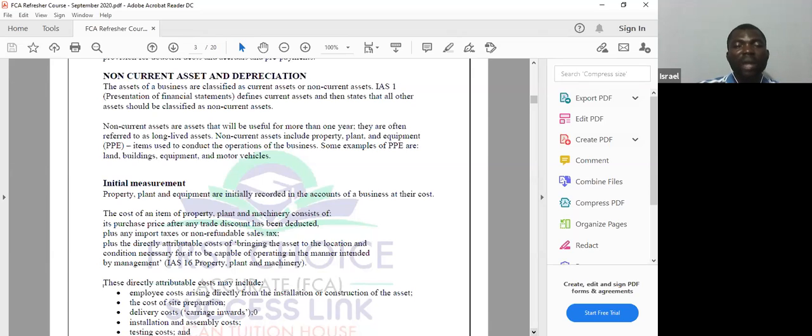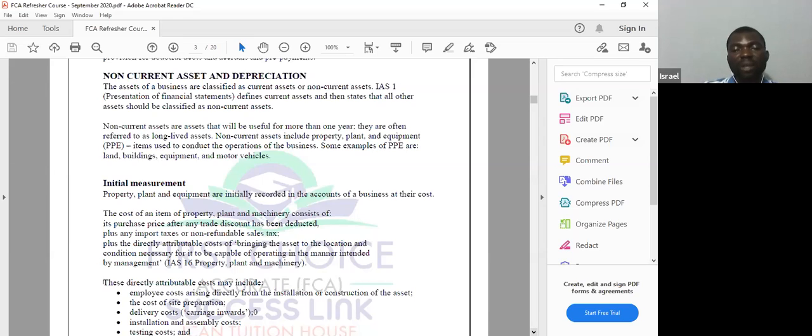Now, from the words themselves, you will be able to pick one or two things out from it. What is the initial measurement? Initial measurement is the amount that is used to value the asset when it's just introduced into the business. Once you introduce it, there's an adjustment that is carried out on the asset year in, year out. Those adjustments are what we call subsequent measurement.